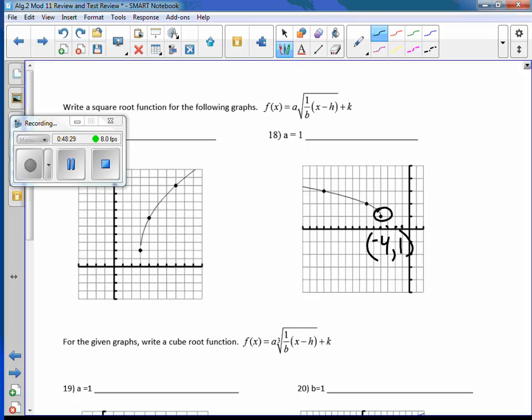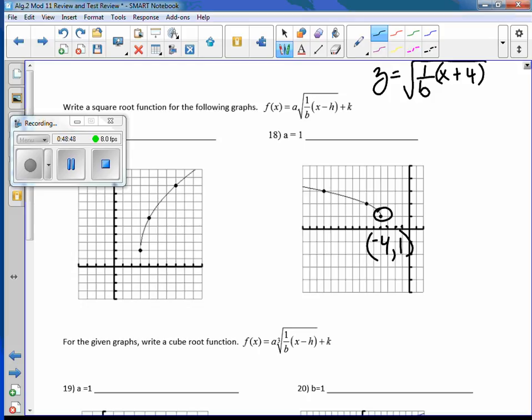That's the center point. So if we go ahead and we start graphing this, they tell us a is 1, so I can kind of just ignore that. So I want to put 1 over b right here, and then this will be x, and that's going to turn into a +4.